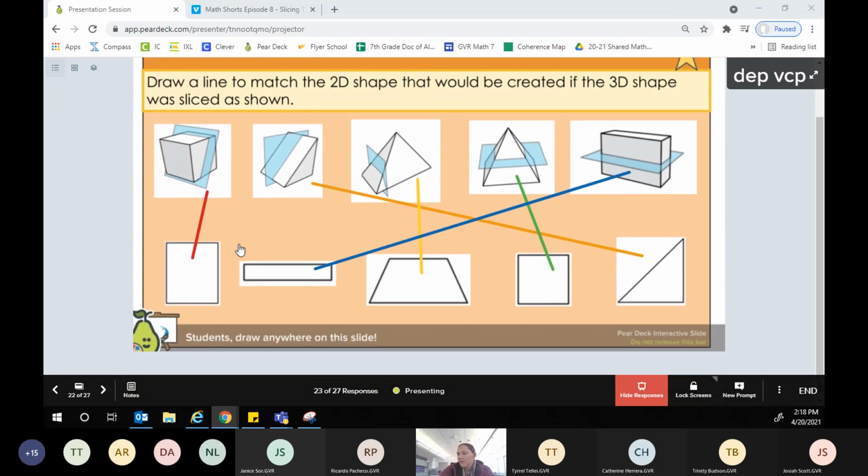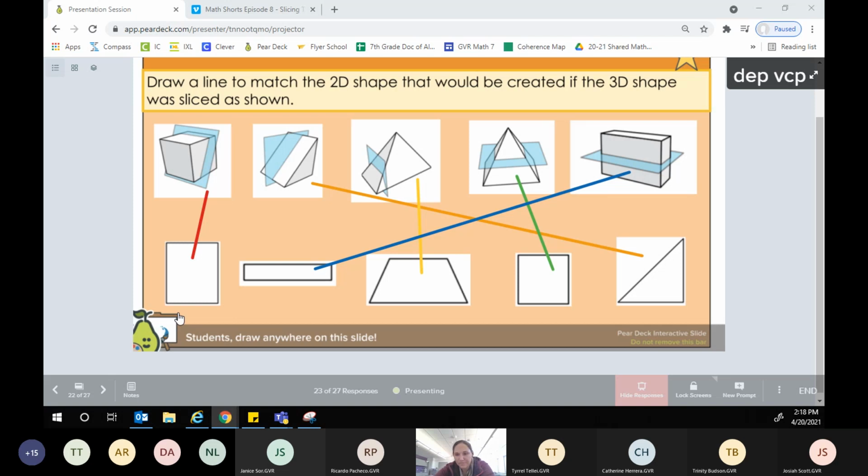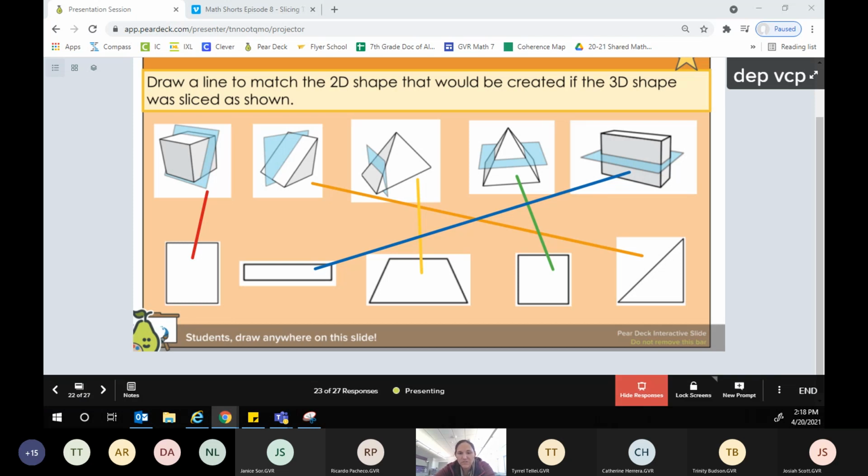Here's your answer key. So we have 5 shapes, so we have 5 people that need to be raising their hands right now. I want one explanation for each connection. So how does each cross section create each shape? And let's actually start with this one. So the cube cross section creates a rectangle.